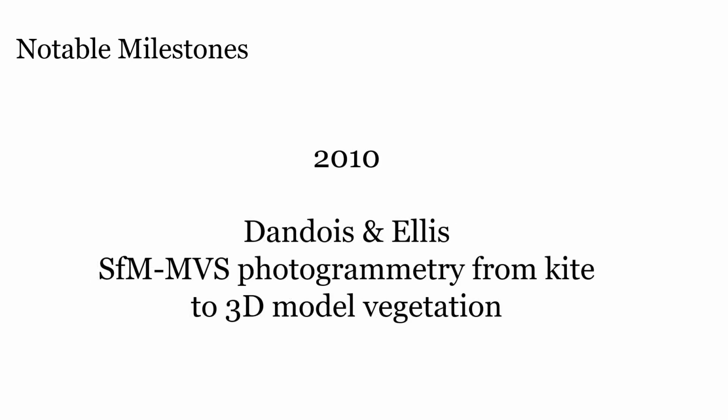So along those lines, there was a great paper that came out in 2010 from Doyle and Ellis. This demonstrated a computer vision technique called structure from motion, multi-view stereo. And they did it to demonstrate they could three-dimensionally model vegetation. And they did it from a kite, which would then soon become drones. So this paper was interesting because it showed us that we could use consumer-grade cameras to still make very high-quality image products.